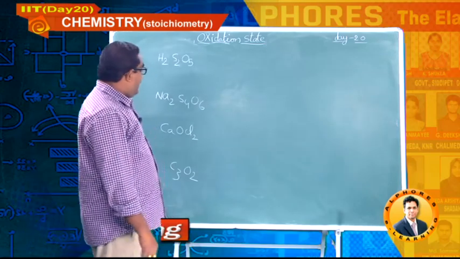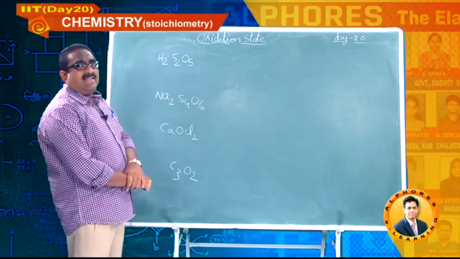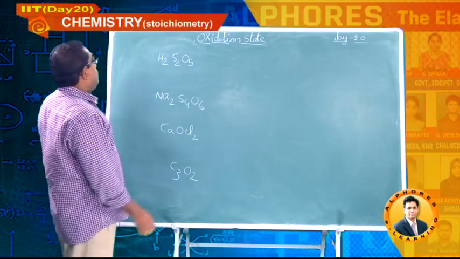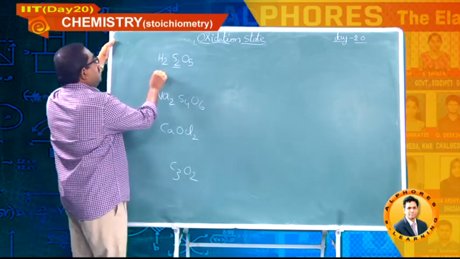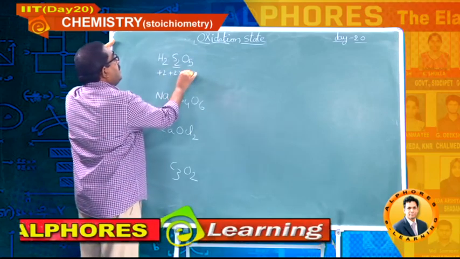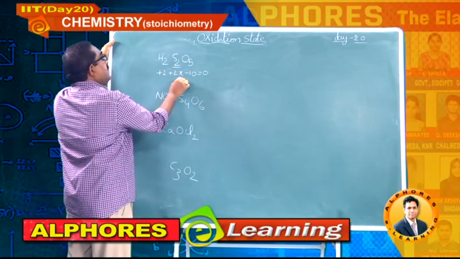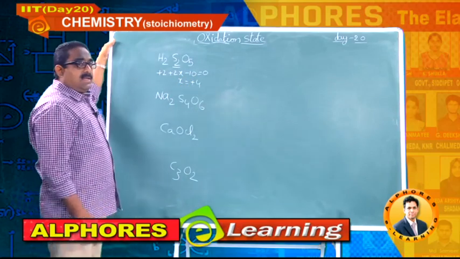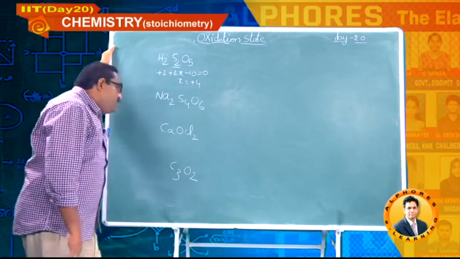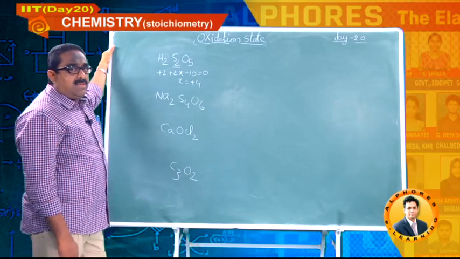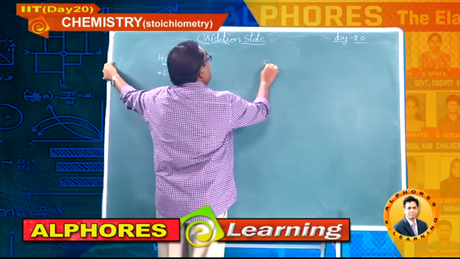Okay, students, let us discuss these 4. This is thionous acid, and let me calculate the average oxidation state. +2 +2x -10 equals 0. So, x equals +4. That is the average oxidation state. Now, if you want to calculate individual oxidation states for both the sulfurs, you need the bonding. I am giving that. Concentrate here.